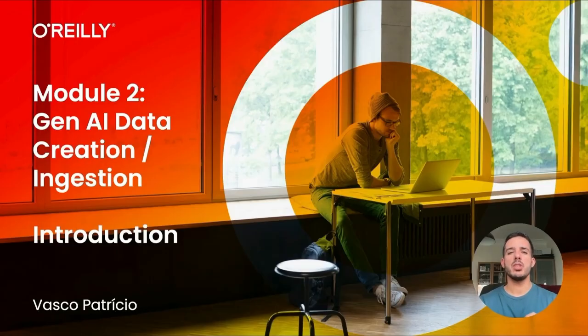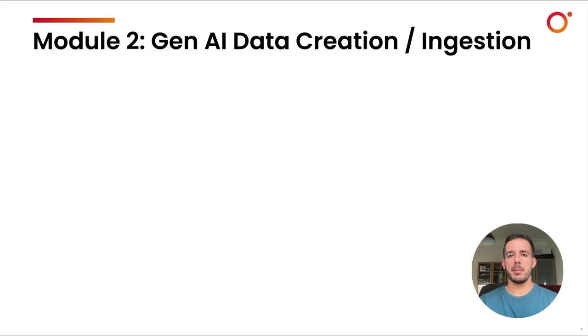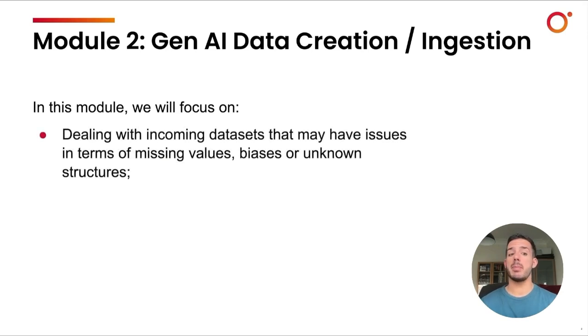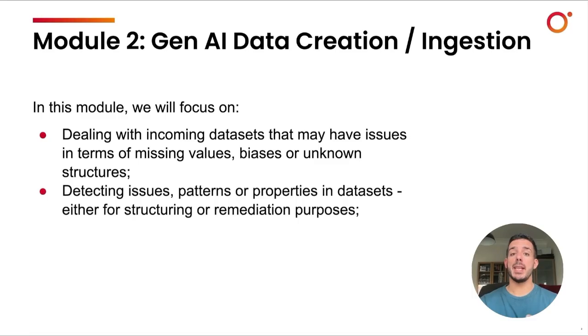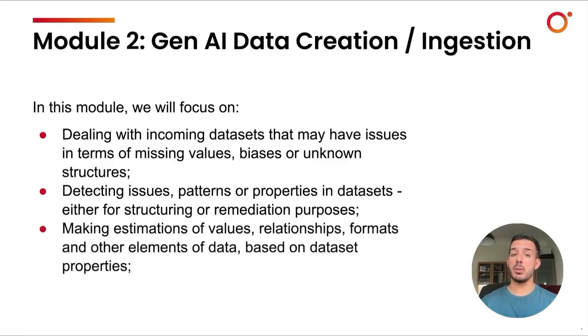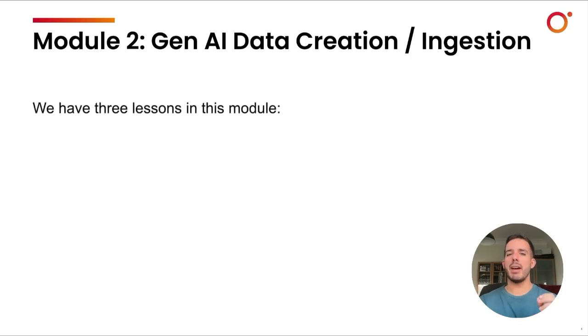Welcome to this module on using generative AI for data-related tasks at the data creation or ingestion stage. In this module, we are going to focus on, for example, dealing with incoming datasets that may have issues in terms of missing values, biases, or unknown structures, and dealing with those using generative AI, or detecting issues, detecting patterns, or specific properties in datasets, either to structure a dataset or to remediate the low-quality data within that dataset, or making estimations of values, of relationships among variables, of formats, and other elements of data based on the properties of the dataset. In this module, we have 3 key lessons.